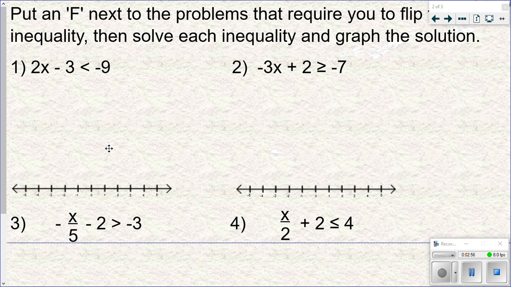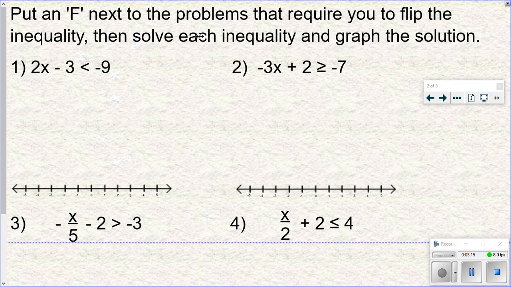I also have a video on graphing inequalities. So if you haven't seen that yet, you should go back and watch that video. Because what you're doing in this assignment for my students is you're solving the inequality and then you're graphing the solution.